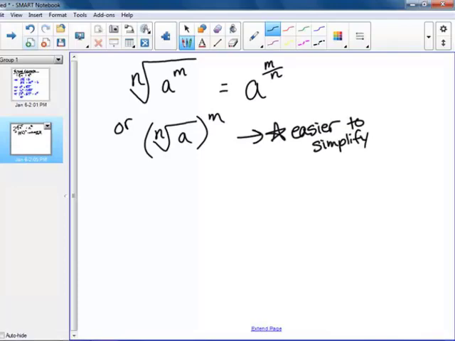Same thing. Now, and this is going to be the one that is easier to simplify with, so we're going to use that version. Well, you can see why those are the same thing. It doesn't matter if we do the root and then the exponent, or the exponent then the root. Same thing.